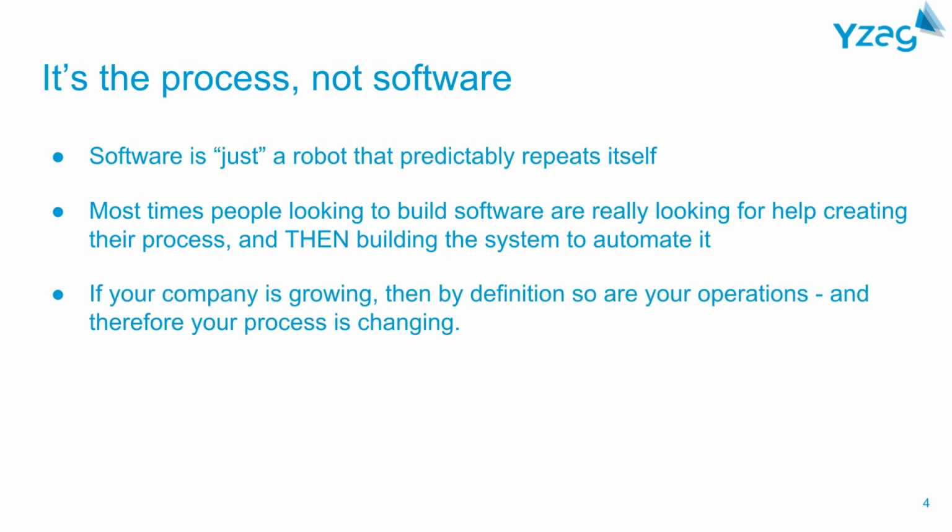If your company is growing, then by definition, so are your operations, and therefore your process is changing. This is also interesting to note. Many times, companies start off with a very simple, basic process. As operations grow, there are more people in the organization. More people equals more process needed because now you no longer have all the information in your head. To complete one task that's spread across two or three or four people or departments, all of a sudden the company's in need of a process and software.